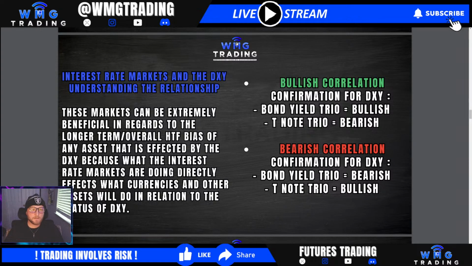But yeah, and then of course the interest rate markets, bullish correlation. If DXY is going to go in a bullish direction, we have to have the bond yields going higher, the trio, and then we also have to have the T-note going lower. Bearish for DXY, the confirmation for that between the interest rate markets is a bearish yield market, bond yield, and then a bullish T-note or T-bond market.